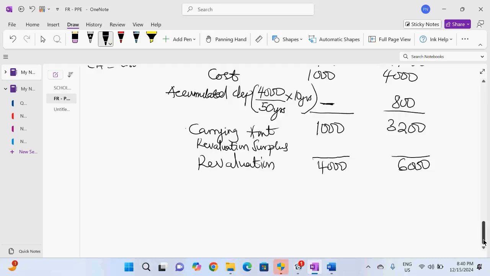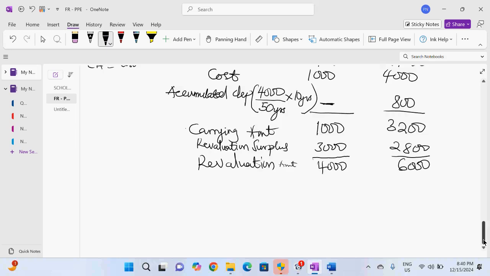So what is the revaluation surplus? 3,000. What do we get here? Minus 2,000, 8,000. Yeah, 2,800. So that is the revaluation surplus. This is the revaluation amount.